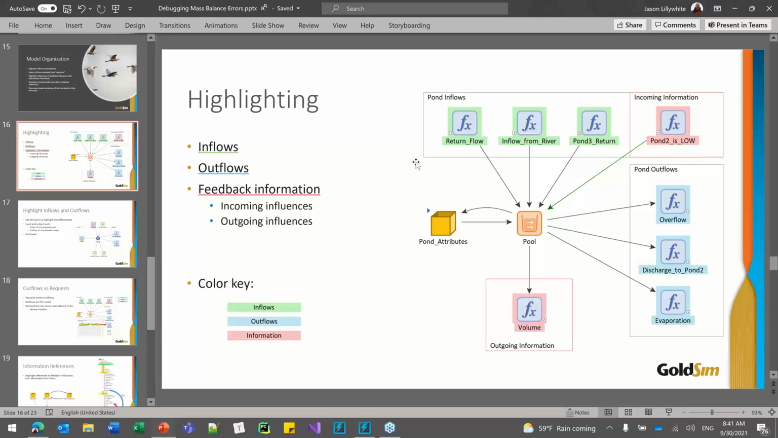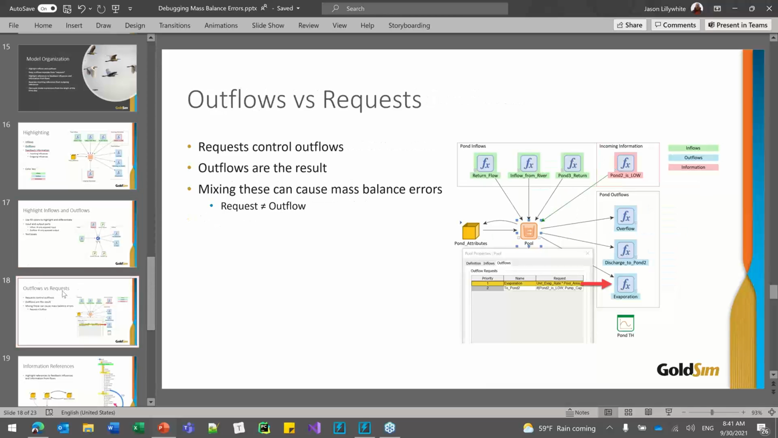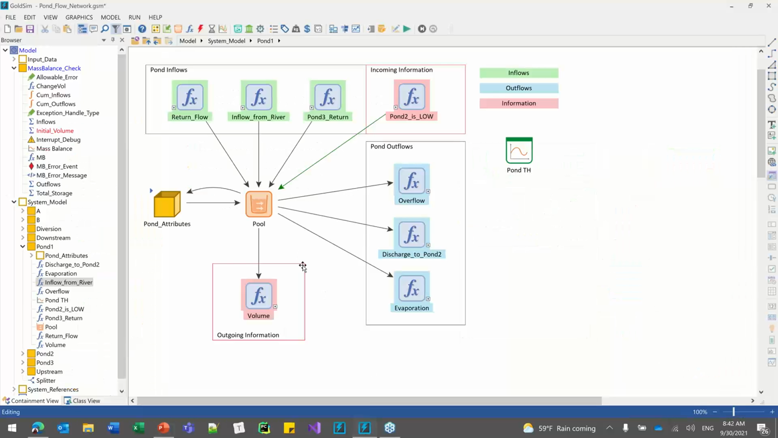Okay, so in addition to inflows and outflows, there's also feedback information. I'll talk about that in a second. I already talked about separating the inflows and the outflows. The next thing that's really important to do is to separate an outflow request from the derived, or calculated, outflow. Let me go back to the model to describe that.